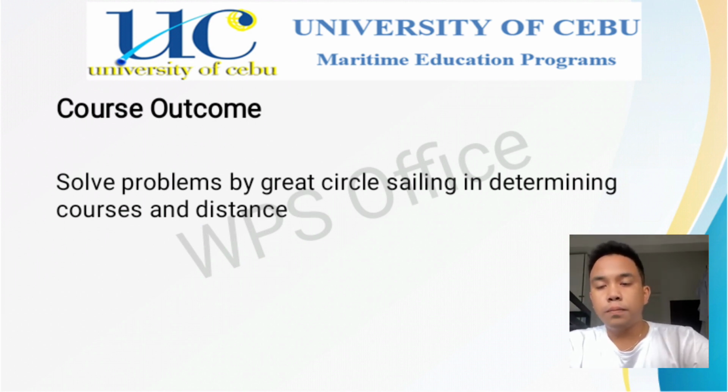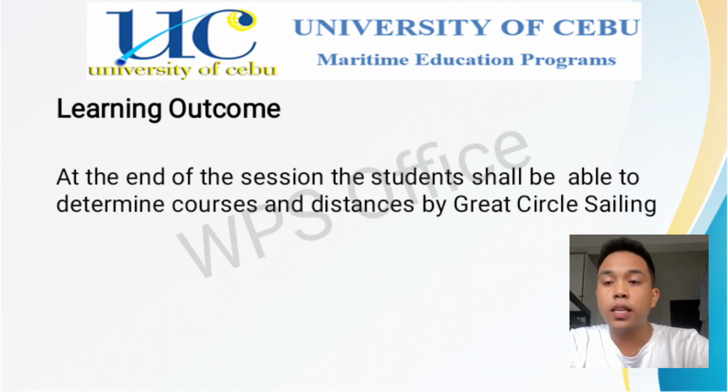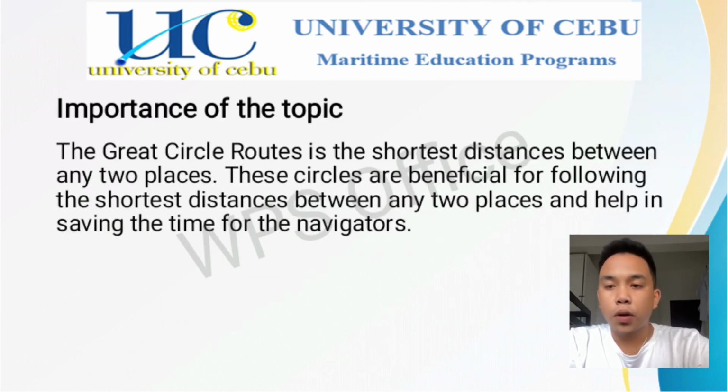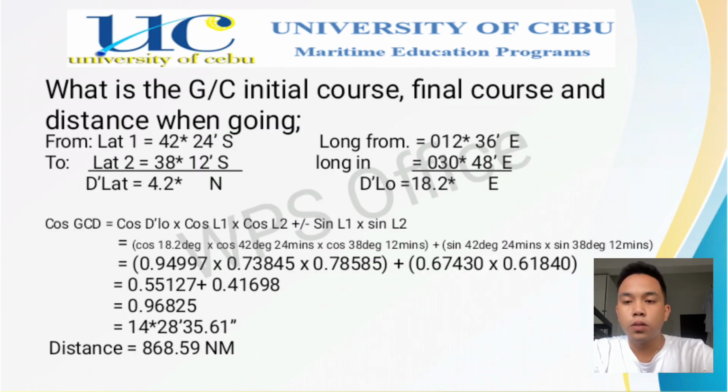So the course outcome of this report is to solve problems by great circle sailing in determining courses and distance. The learning outcome is that at the end of the session, the students shall be able to determine courses and distance by great circle sailing. The importance of the topic: great circle routes are the shortest distance between any two places. These routes are beneficial for following the shortest distances and help in saving time for navigators. So we'll solve for the D-lat and D-long.